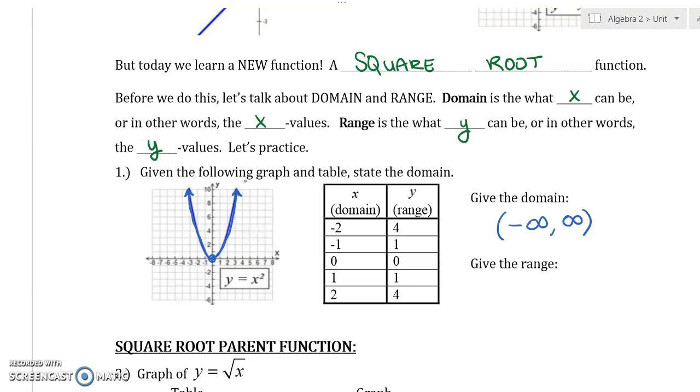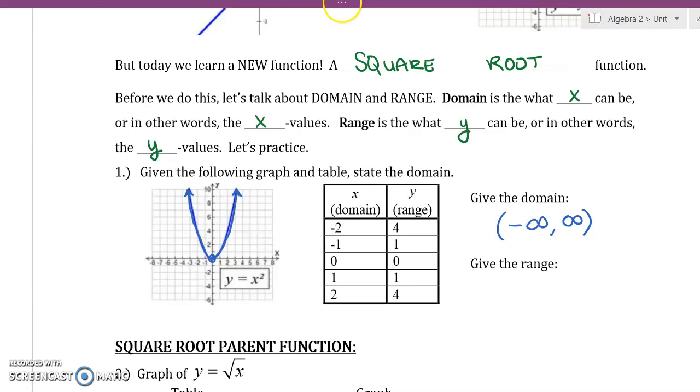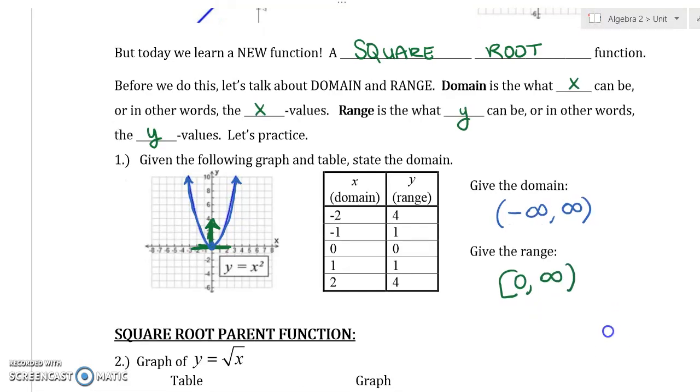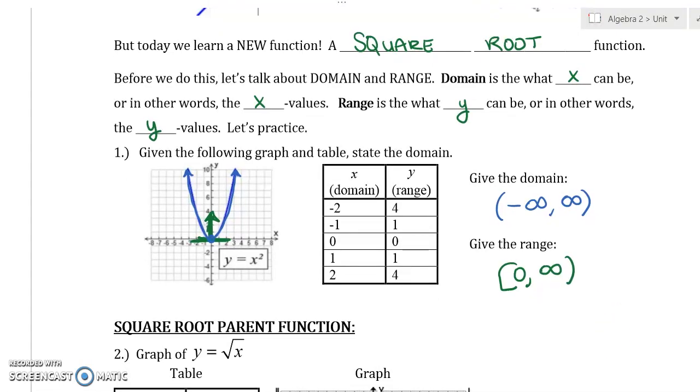Now the range is all the y values. So the first time I see a y value is really at 0, and then everything above that. So it's above 0, so we would say it's from 0 to positive infinity. So it's 0 and above. Alright, so we're going to be practicing that throughout the lesson. If you're uncomfortable with it still, that's okay.